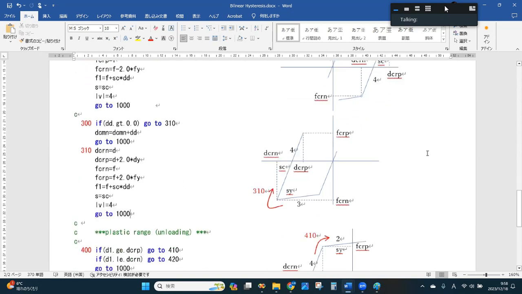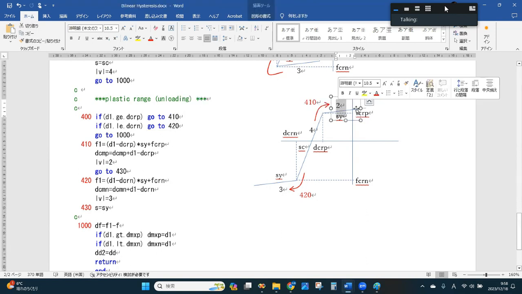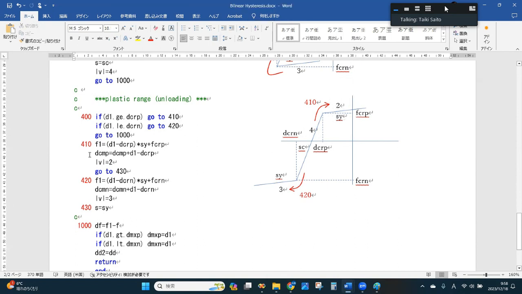And the last part is level 4. You are now at level 4. So you check whether deformation is over dCRP on the positive side, or deformation is less than the negative side, dCRN. So you check two equations: dy is greater than the positive side, or dy is less than the negative side. So if you are on the positive side, it will go to the upper side, upper slope, right? So you jump to 410.